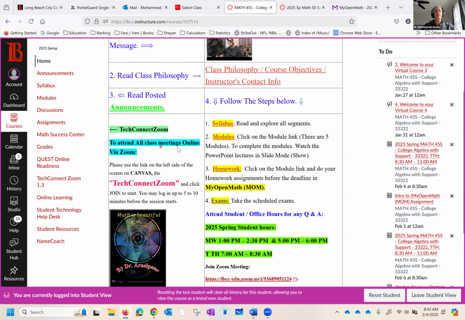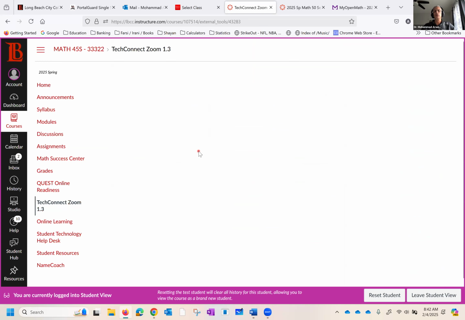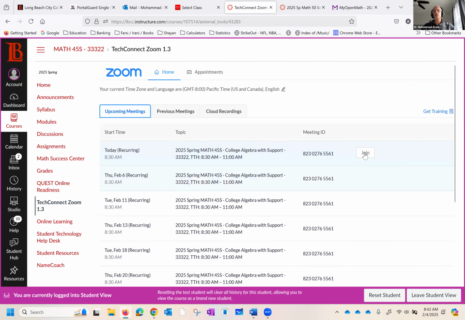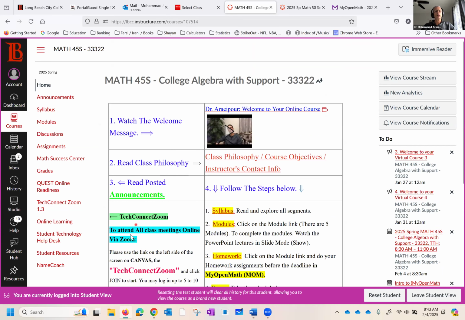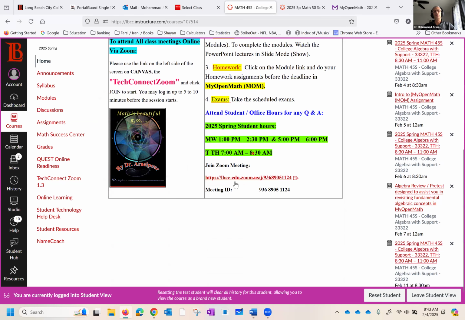However, to attend all class meetings, you have to go with Tech Connect Zoom. On the left navigation bar here, if you click on that, it will let you join. Let's see if it works now, because sometimes it doesn't. So basically you join. I mention that because I don't want any mix-up between the two. Anytime you want to attend the class, use Tech Connect Zoom on the left side. If you want to attend the office hours, you can find it here also. It's in the syllabus.